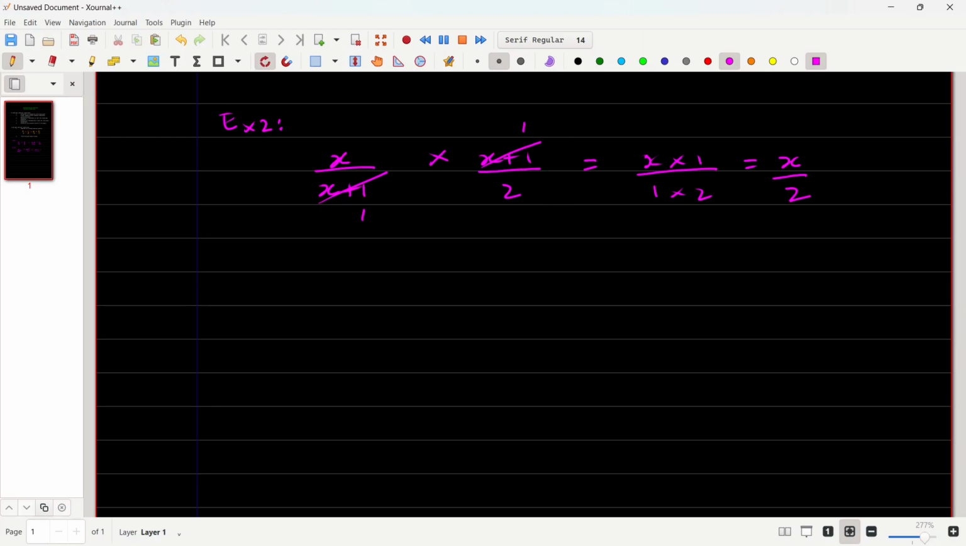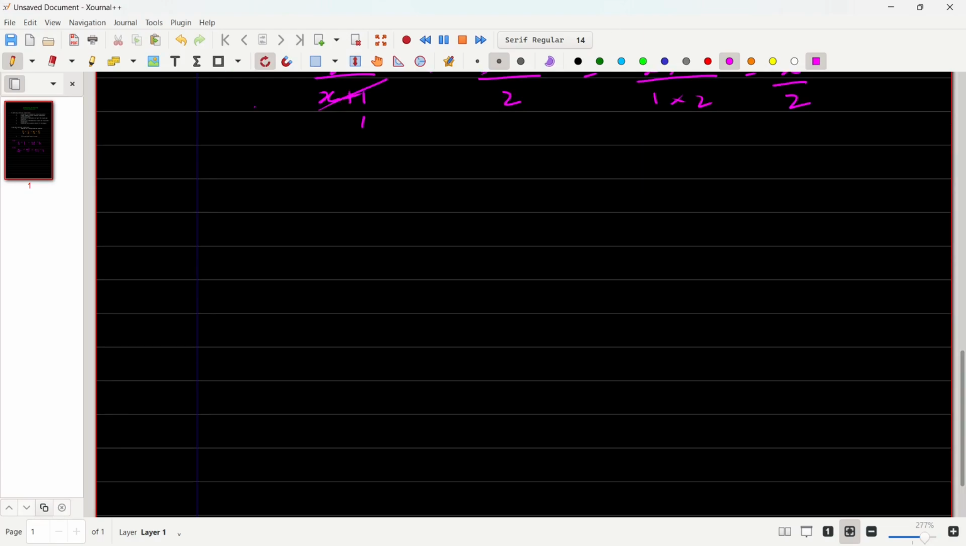All right, let's make it a little bit more difficult now. We'll do it as a division. So example number 3. Let's say we have something like x squared minus 1 over x plus 2, divided by x minus 1 over x minus 2.